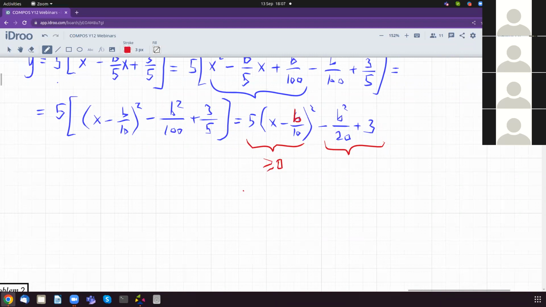Therefore, you have the parabola, which has a vertex at the minimum position. The minimum position is when x is b over 10. So let's rewrite this: y equals 5 (x minus b over 10) squared minus b squared over 20 plus 3.